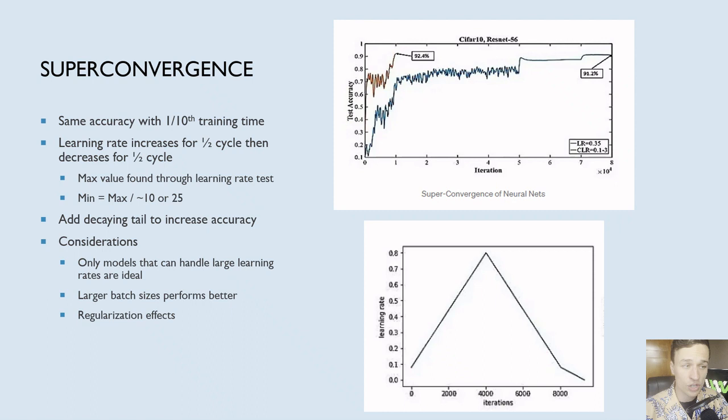So with this short summary of superconvergence, I highly recommend that you look into it on your own and begin testing it in your models, as it is honestly an extremely powerful tool that is not well known among the deep learning community, even though it can offer a variety of benefits and allow for an extremely reduced training time.